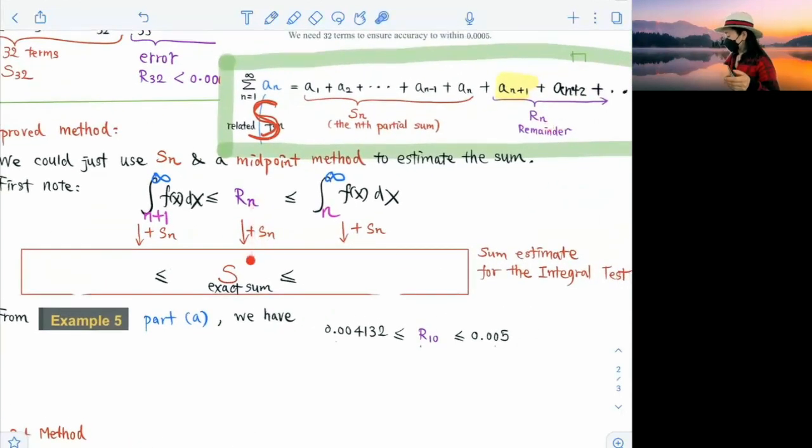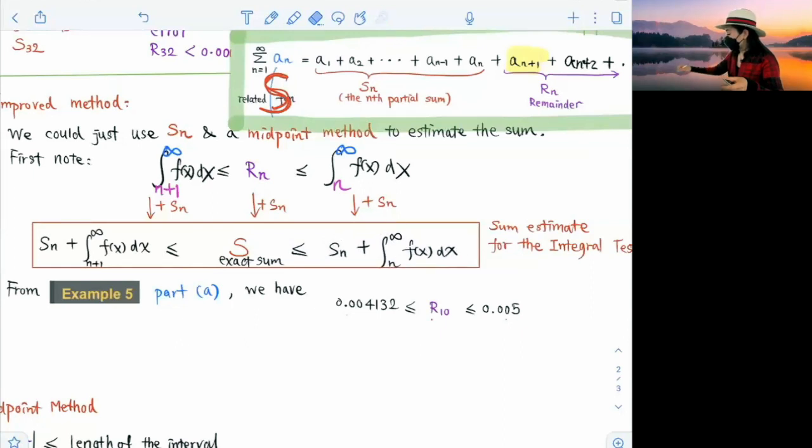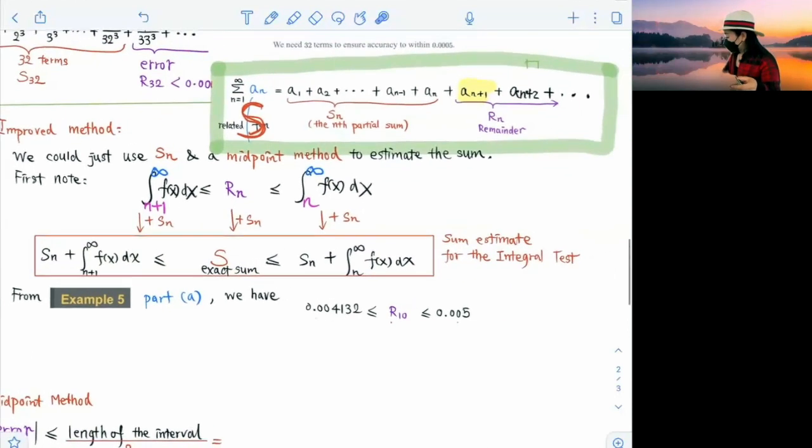So this should add up to this. And then what do we have on the other side? We'll just have Sn plus the integral, Sn plus the other integral here. Sn plus that, Sn plus this. So this is the sum estimate for the integral test. If you want to estimate the sum, you can use this.